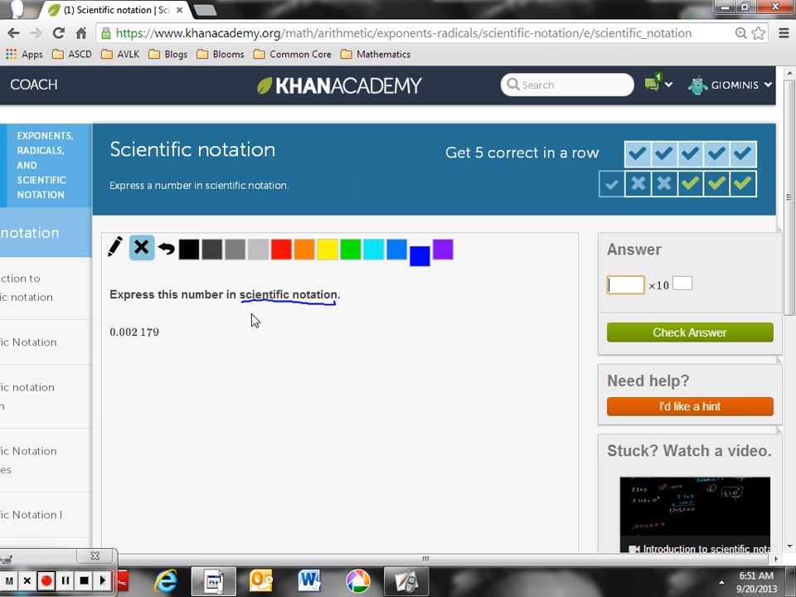So first of all, I see this number, and I'm going to rewrite it right here because it's kind of small. So click on pen. We have tenths, hundredths, thousandths, ten-thousandths, hundred-thousandths, and millionths. So that's 2,179 millionths. Now, I remember, in scientific notation, the first value has to be a number that's greater than or equal to 1, but less than 10.